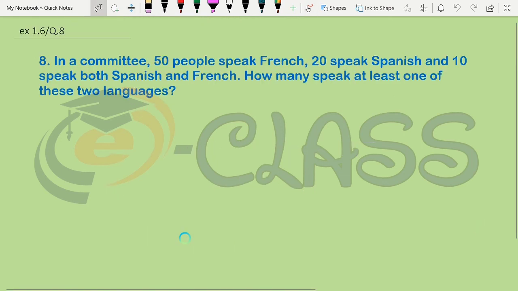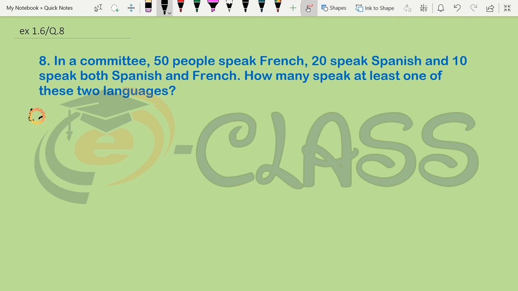Next question. The next question is question number 8, the last question of 1.6. In a committee, 50 people speak French, 20 Spanish, and 10 speak both. How many speak at least one of the two languages? So you have to find the union.